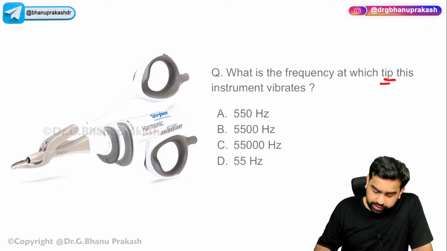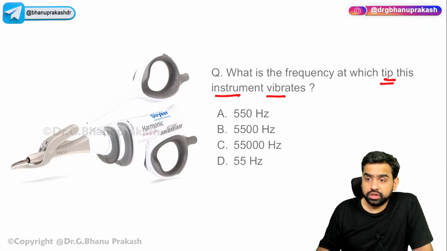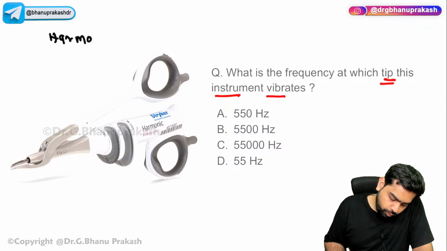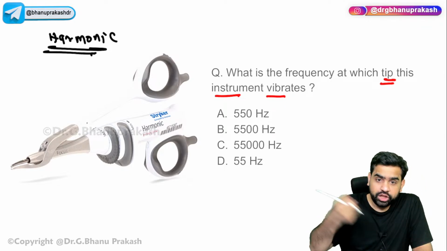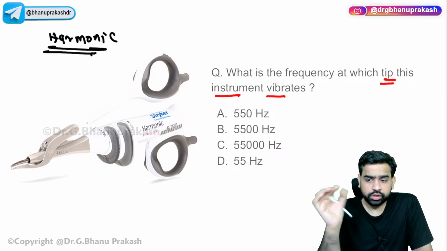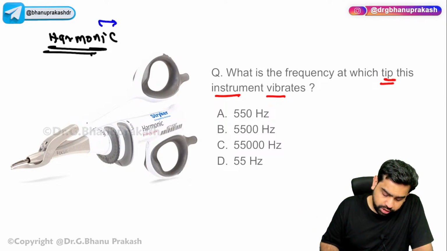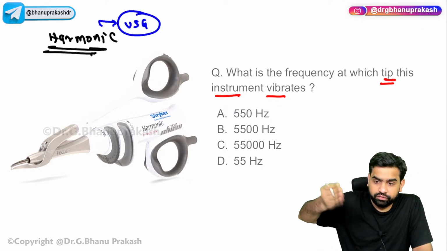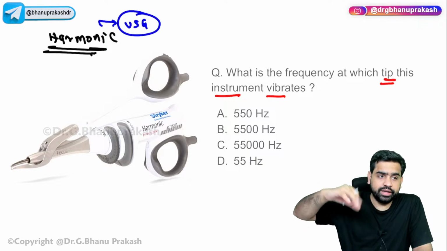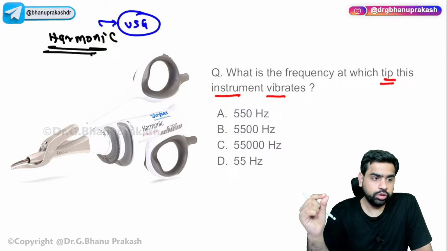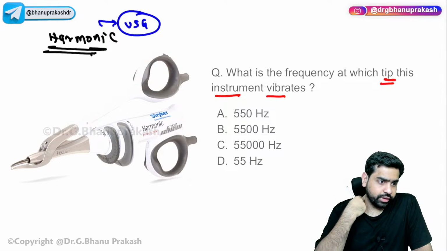Now, what is the frequency at which the tip of this particular instrument vibrates? First of all, what is this instrument? This is your harmonic. How does the harmonic work? The harmonic works on the principle of ultrasound. The tip of the instrument vibrates very, very fast, and because of the intense vibrations, it attains hemostasis and all those things.